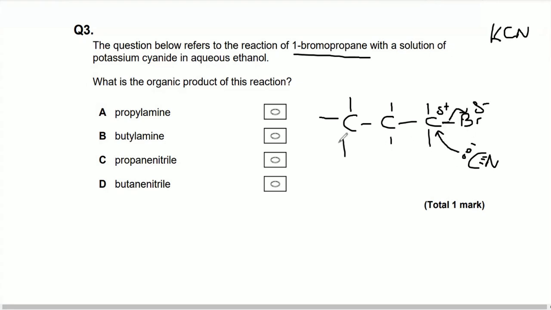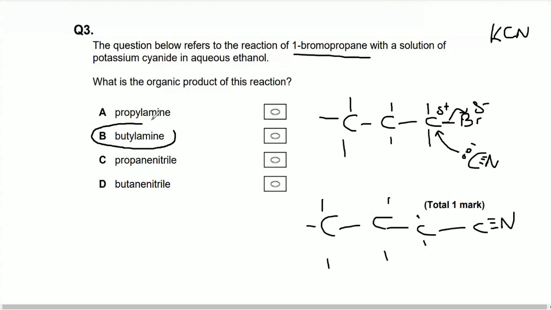And that means that the carbon can only have 4 bonds. This would make 5 bonds. So the bromine has to go. So the pair of electrons from the bond will go to the bromine and that will come off. What will this do? This will extend the carbon chain. Using cyanide is a great way to extend the main chain in the number of carbon atoms. So look, we've gone up to 4 carbon atoms.